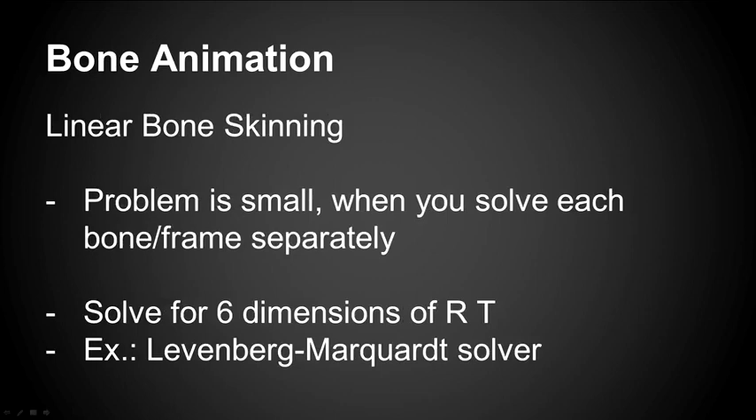If you solve for each bone separately, then the problem is very small, because at each solve you just need to do least squares on one bone and the vertices it affects for just a single frame. You solve for the 6 dimensions of the transform that we need. You can use, for example, an LM solver for this.